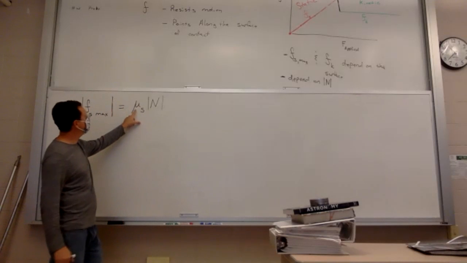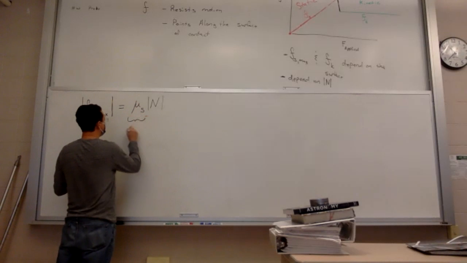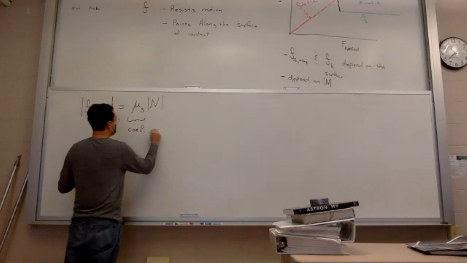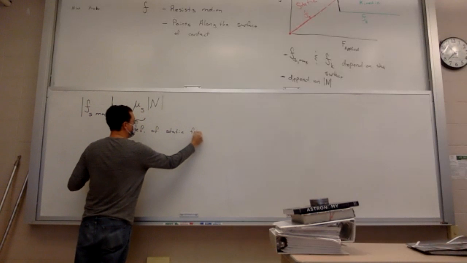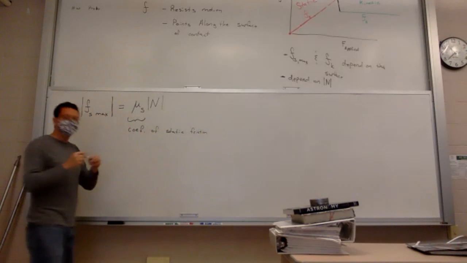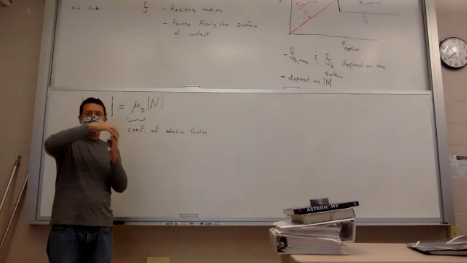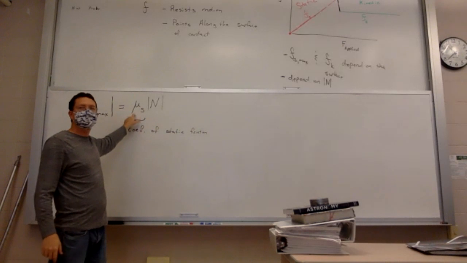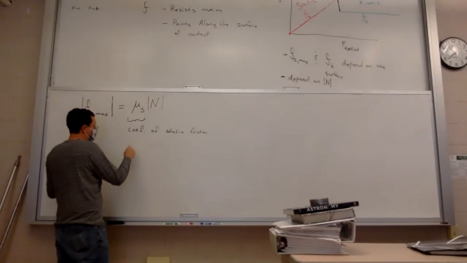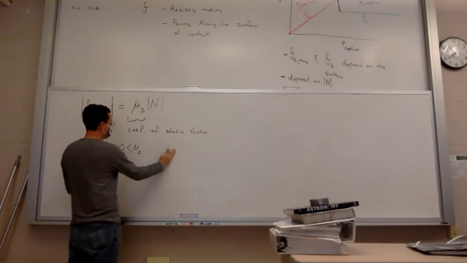Right. So this is mu sub s. This is the coefficient of static friction. What it tells you is the roughness, basically. So two surfaces which have a lot of friction tend to be very rough. That's this number. Okay, it can't be negative, so mu sub s is going to be bigger than 0 for all real objects.